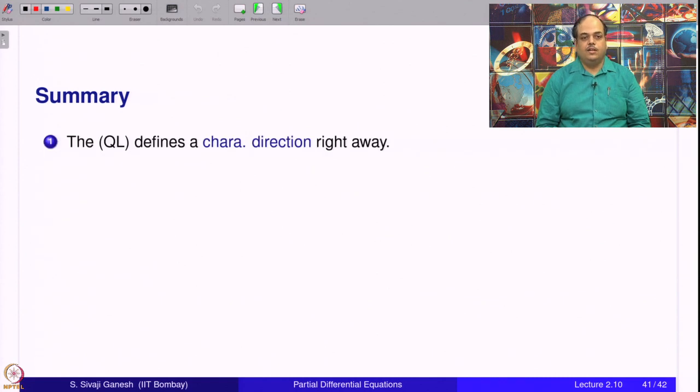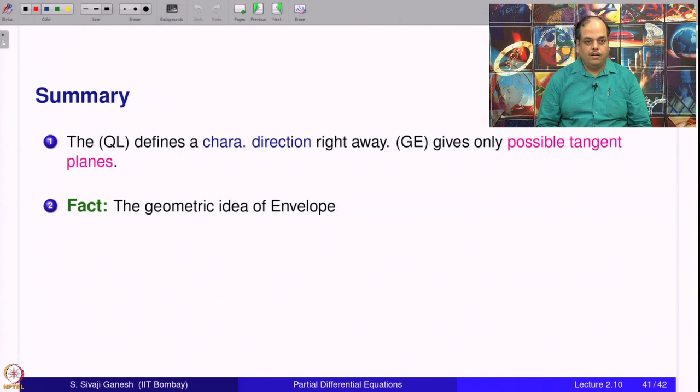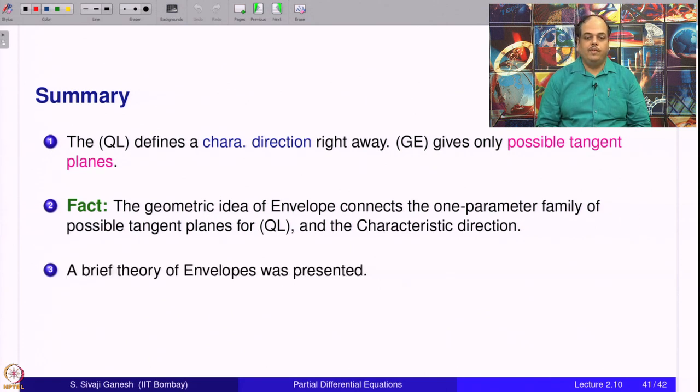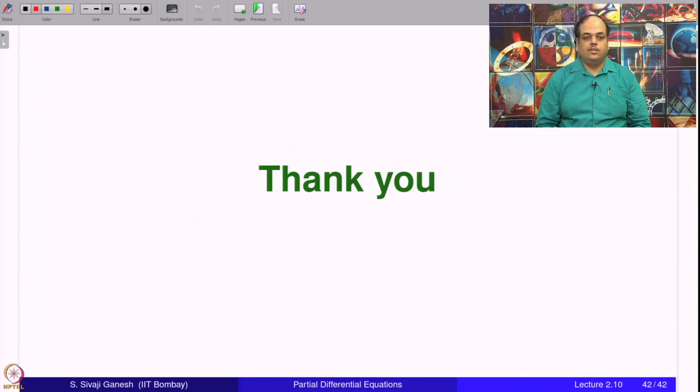Let us summarize what we did. Note that the quasilinear equation defined a characteristic direction right away. GE gives only possible tangent planes, that is all. The fact is that the geometric idea of envelope connects the one parameter family of possible tangent planes for QL and the characteristic direction. We have just seen that, we have proved this. A brief theory of envelopes was presented. In the next lecture, we are going to work on the next steps. In fact, we have not yet found the characteristic direction, we will do that in the next lecture and continue the analysis of the Cauchy problem for general nonlinear equations. Thank you.